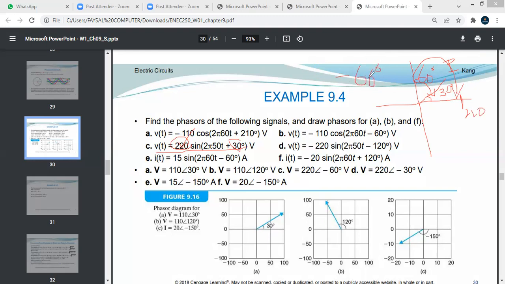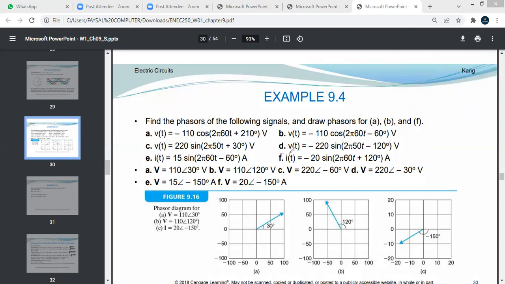So for this system, this is 60, sorry, 60. So it will be written as my amplitude value is 220, having angle equals negative 60 degrees, and then the value of voltage V. This is part number C.